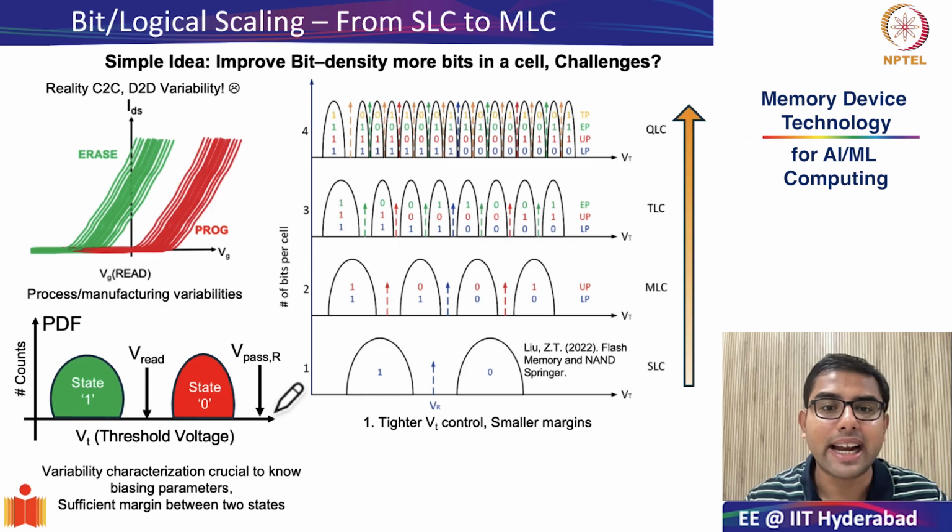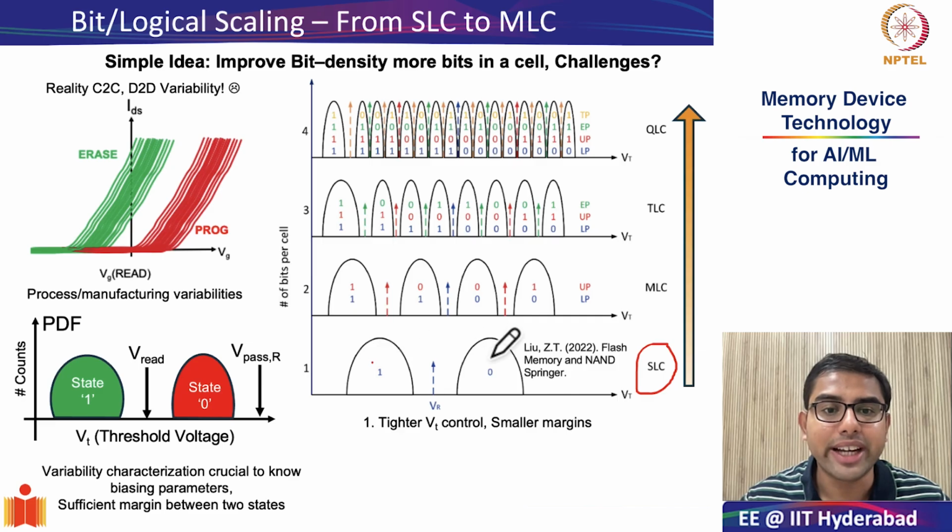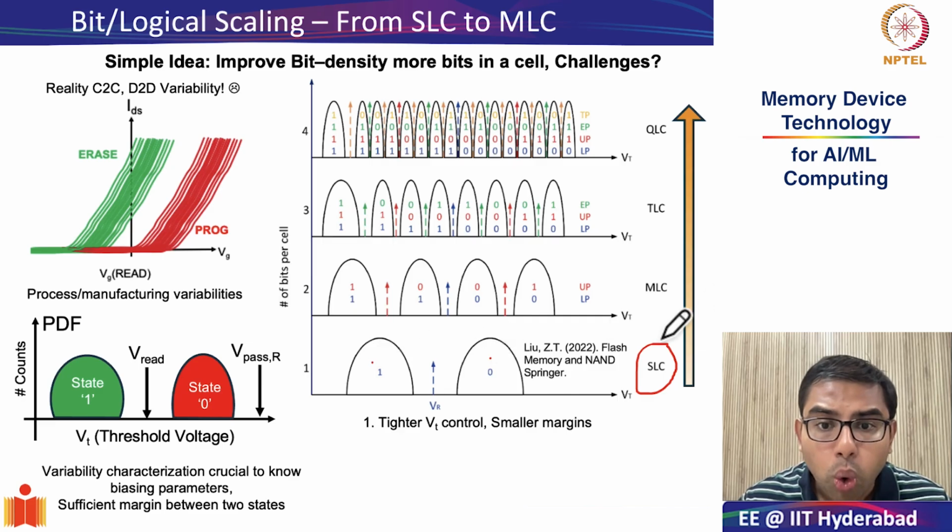Now, with this understanding, it will be much easier to understand the transition from SLC, which is your single level cell, which we have been dealing with till now, which has just two states, state 1 and state 0, to MLC.